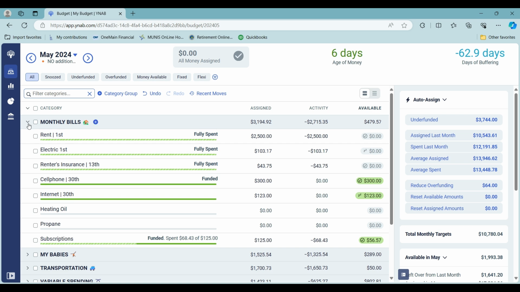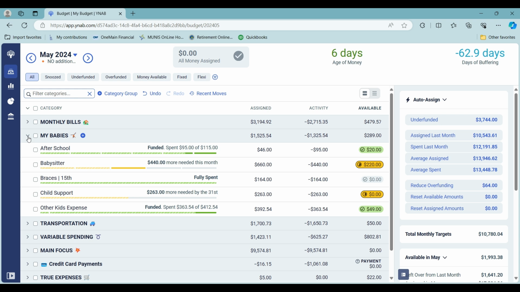Okay? My next category up is my babies. So this is anything that has to do with my babies, my children. I have after school, the babysitter, braces, child support, and other kids' expenses. So anything other kids' expense is haircuts, supplies, fun money, clothes, and shoes. I haven't split this category back out yet. I'm not sure if I will. So that's what it is. Everything else is self-explanatory when it comes to my kids, okay?